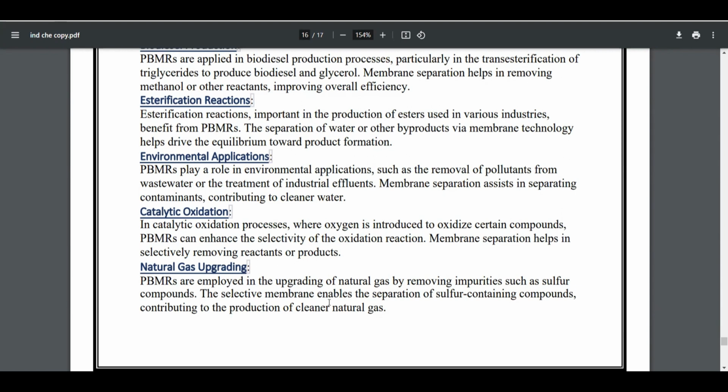They are also used in natural gas upgrading by removing impurities such as sulfur compounds, and the selective membrane enables the separation of sulfur-containing compounds, contributing to the production of cleaner natural gas.